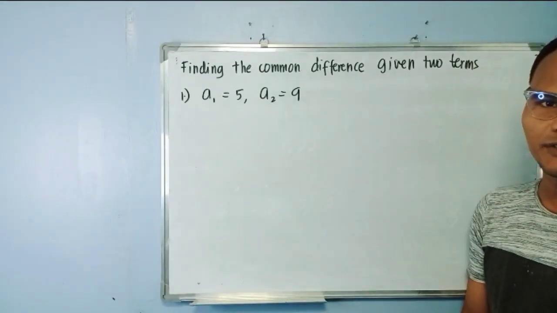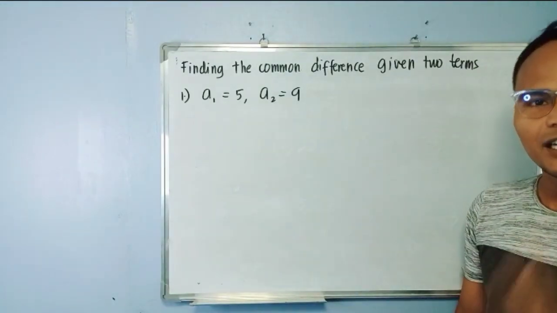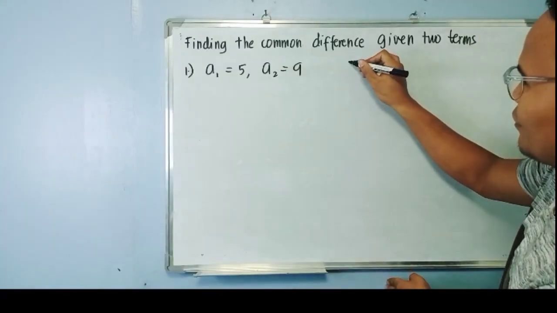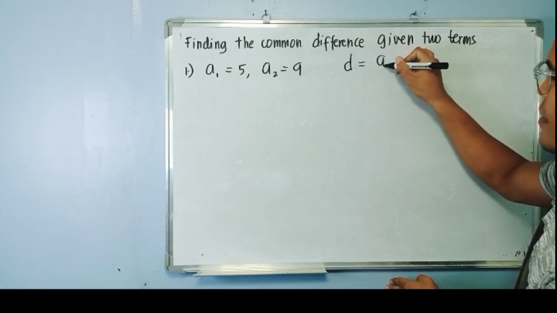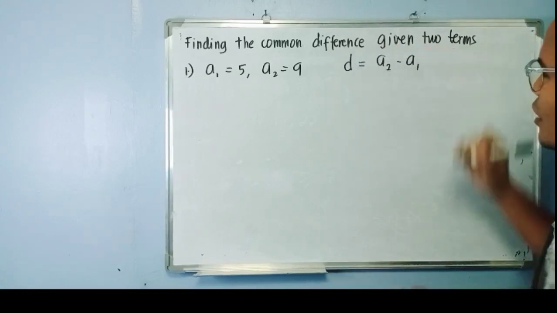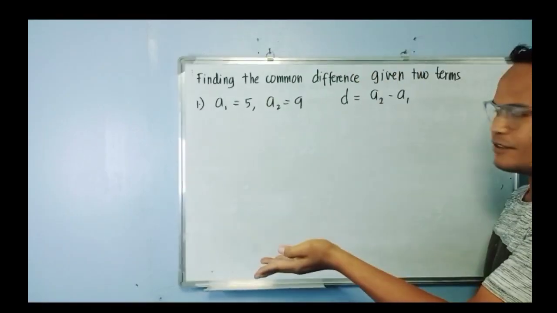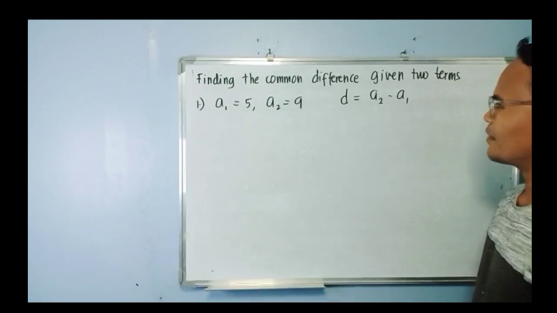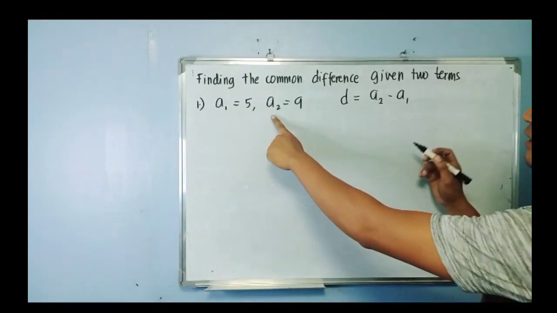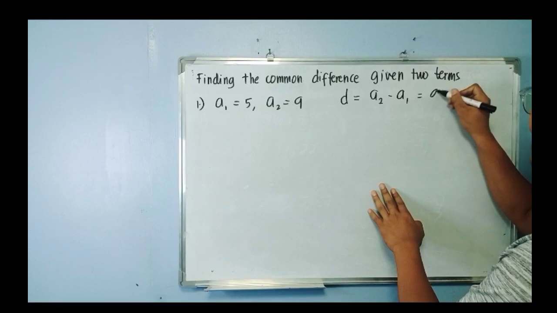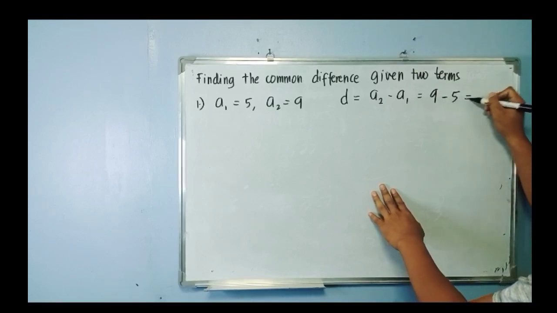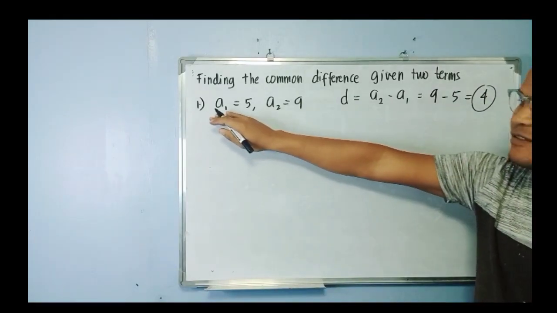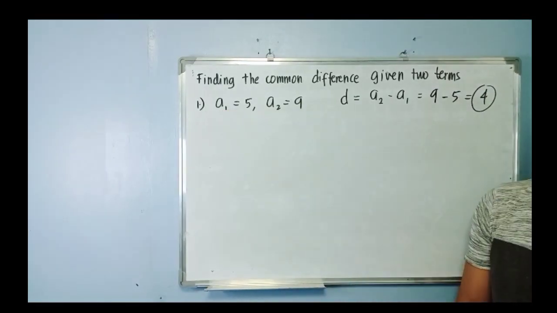How to find the common difference if the 2 terms are consecutive terms? Just subtract the 2 terms. The common difference D is equal to A sub 2 minus A sub 1. You are going to write first the second term, subtracted by the preceding term. So here, our second term is 9. So we have 9 minus 5. The result is 4. So this is our common difference given our first term and the second term.